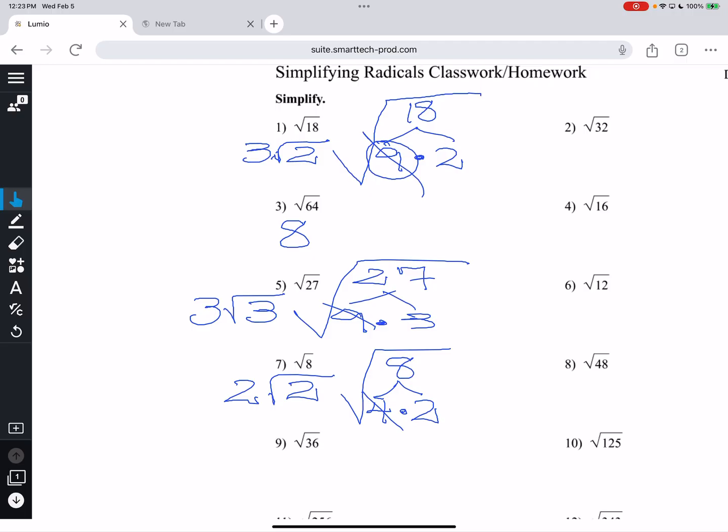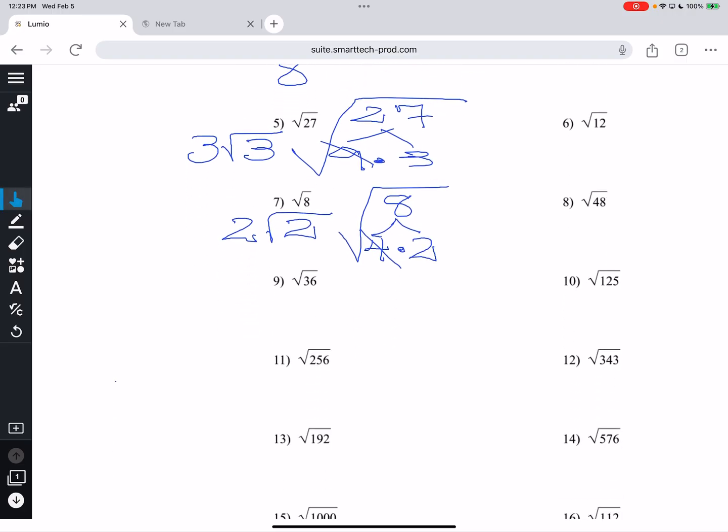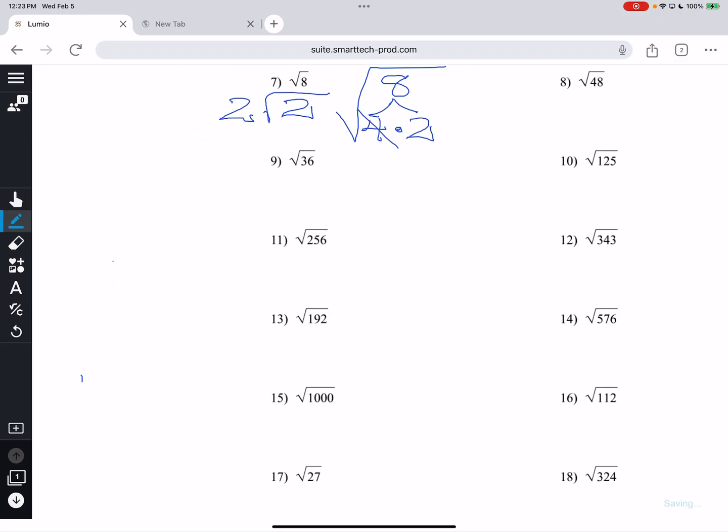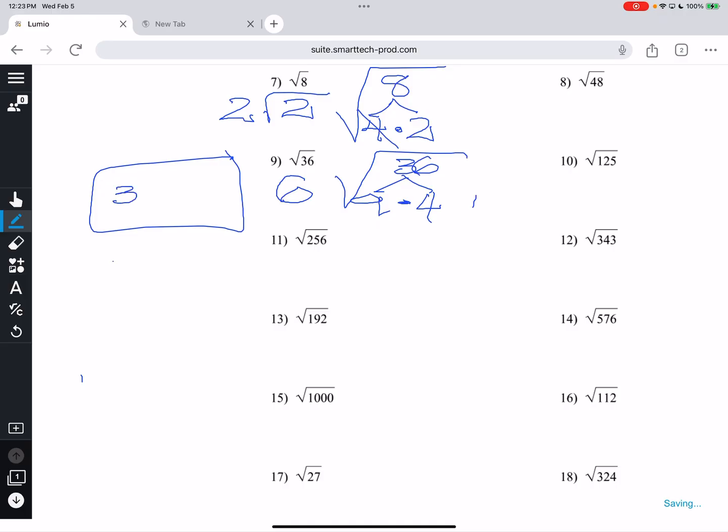What about number 9? We have radical 36. Just plain old 6. Now, if you did not see that, what if you went 9 times 4? 4 is a perfect square. So is 9. So if you said 36 and you decided 9 times 4, is 9 a perfect square? Yes, it comes out as a 3. And is 4 a perfect square? Comes out as a 2. And what is 3 times 2? 6. So you can go either way with that.